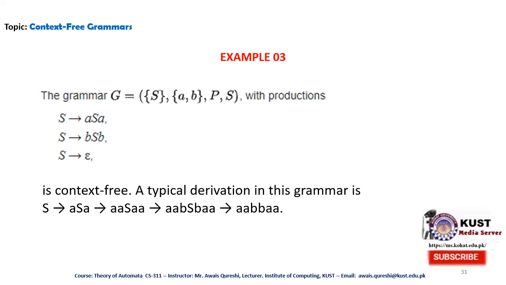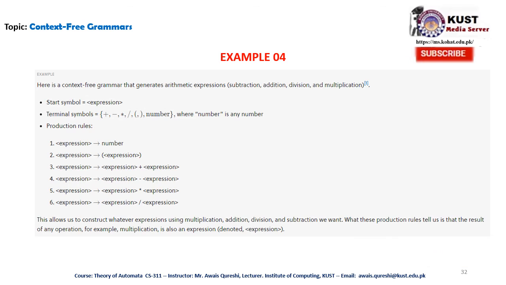Example number 3, the grammar is a^n b^n with productions. We can replace S with aSa, with SbB, and S with epsilon, and this is context free. A typical derivation in this grammar is this one. So this is a production rule. Try to understand this example by yourself.